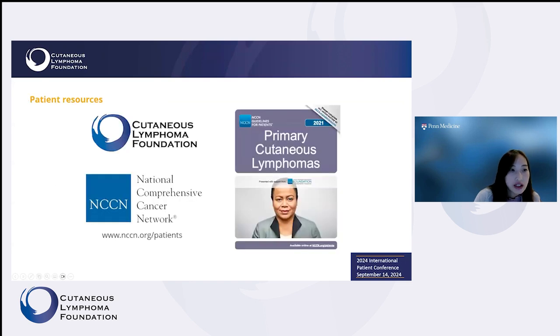I think that this is a really helpful patient resource. I love the Cutaneous Lymphoma Foundation. I think they have a lot of good information for patients. The National Comprehensive Cancer Network also has patient information. This is a booklet that they made in 2021 that I often show my patients too, and it includes information on both T-cell and B-cell lymphomas.